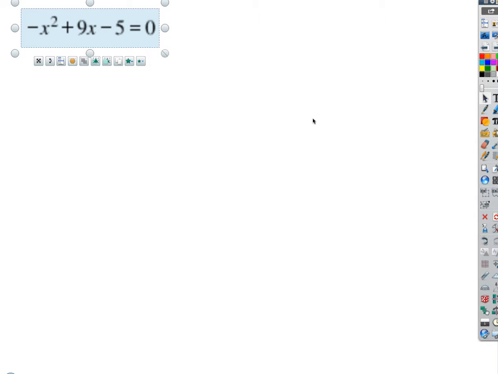Okay, so same kind of thing here now. We've got to get the x squared plus 9x by itself. So there's two things we've got to do this time. First of all, I've got to chase that 5 to the other side. So the first step is going to be x squared plus 9x equals 5.